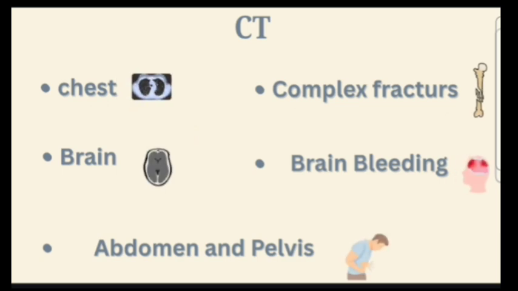The second type is CT scan. It's more advanced than a regular X-ray and gives us detailed cross-sectional images of the body. So, when do we use CT? First, chest imaging, especially when we need more detailed views, like in cases of tumors or PE.